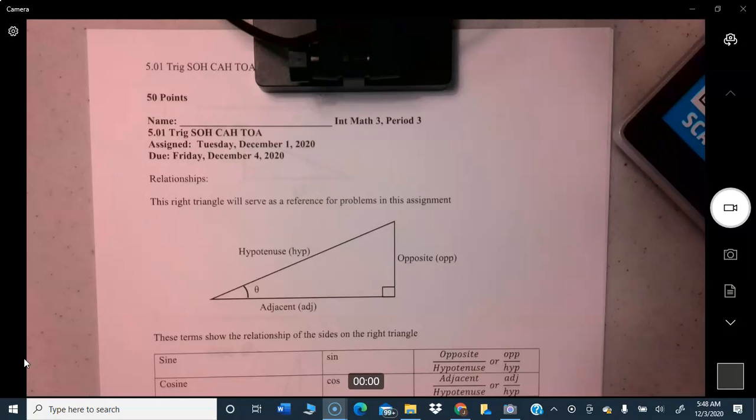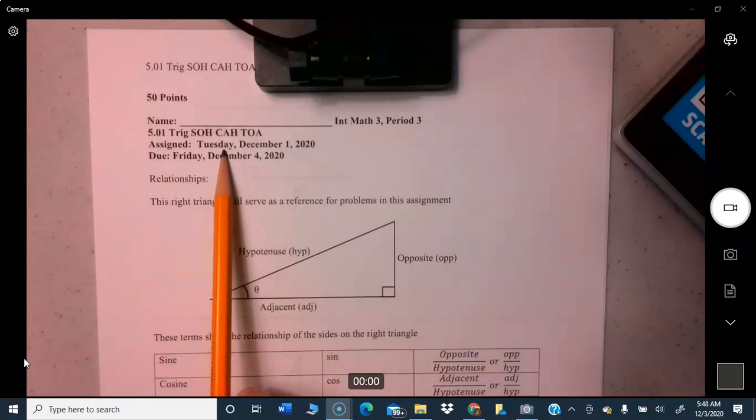All right, integrated math 3. This is your lesson. We're starting a new unit. It's called trigonometry. We're going to be doing this unit between the Thanksgiving break and the Christmas winter break. And this is the first lesson on that. This was assigned to period 1 on Monday to period 3 on Tuesday.